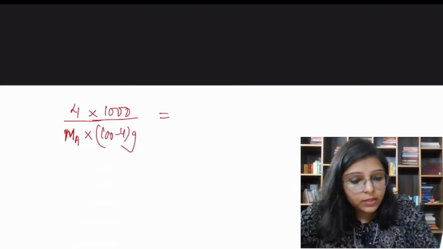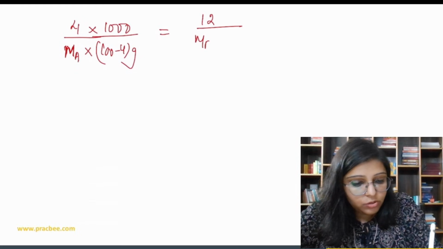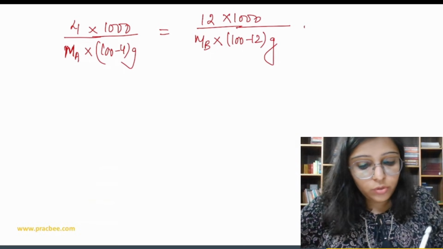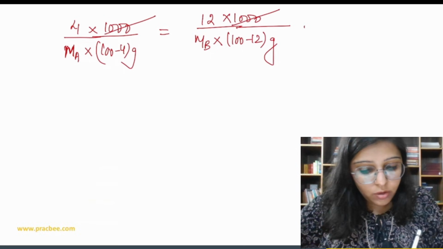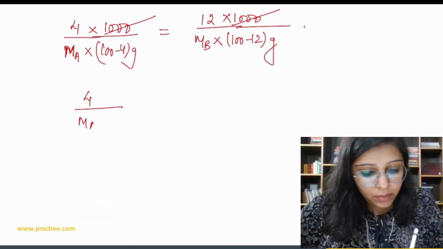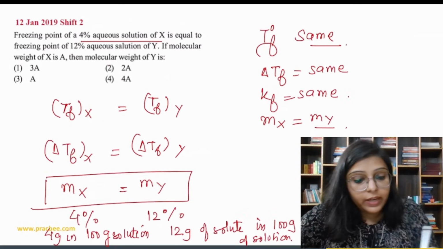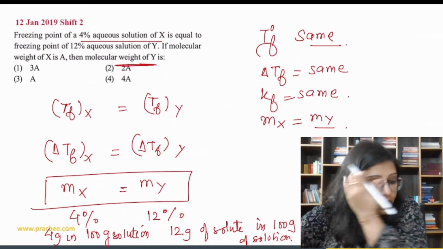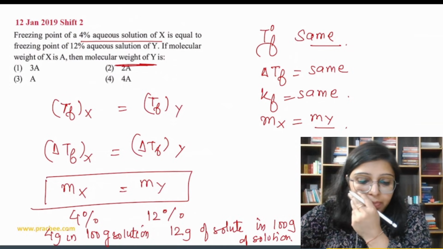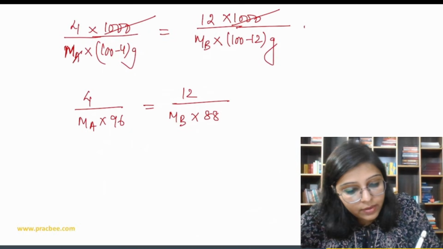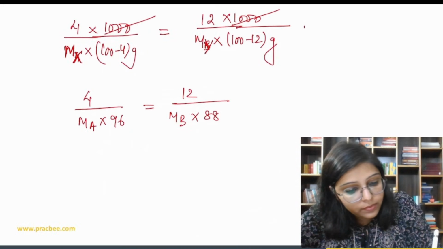Then we have 12%, so 12 upon molar mass of Y into 100 minus 12, that is the mass of solvent, into 1000. Okay, so just solve this. When you solve this you get 4 upon Ma into 96 equal to 12 upon Mb into 88, and we have to find out the molar mass of Y. Molar mass of X is given, so this is X and this is Y.